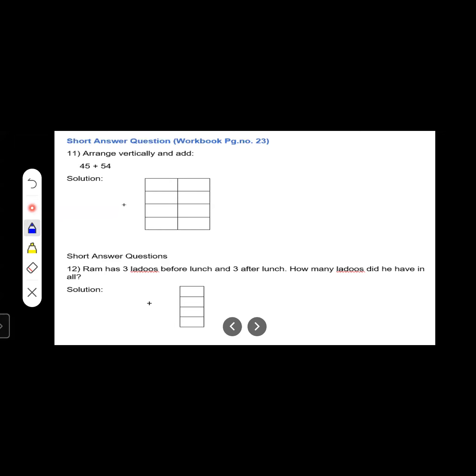Okay, in the first box you will write T. T for tens, U for units, tens and units. So now we will arrange this. You know how to find the tens and units of a number, right? Now tell me, 4 is in which place? We have done this in lesson number 3, place value. So 4 is in which place? Tens place. And 5 is in which place? Units place.